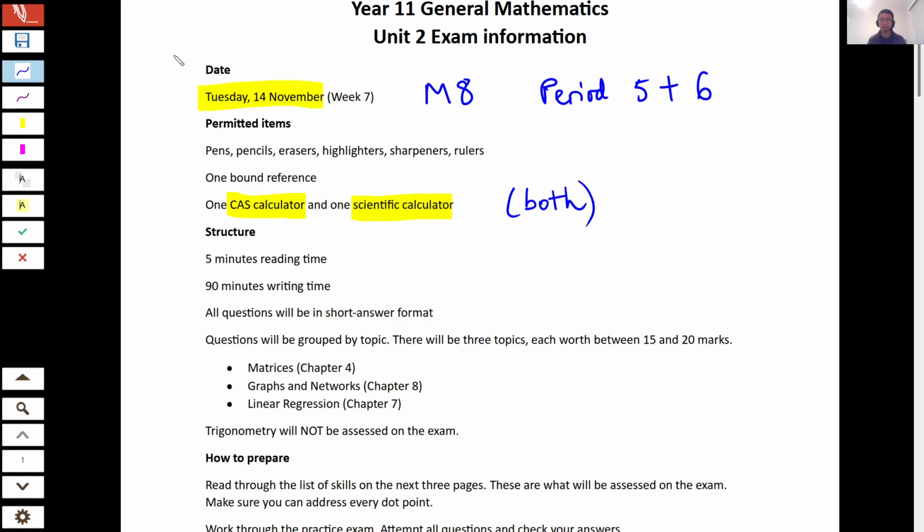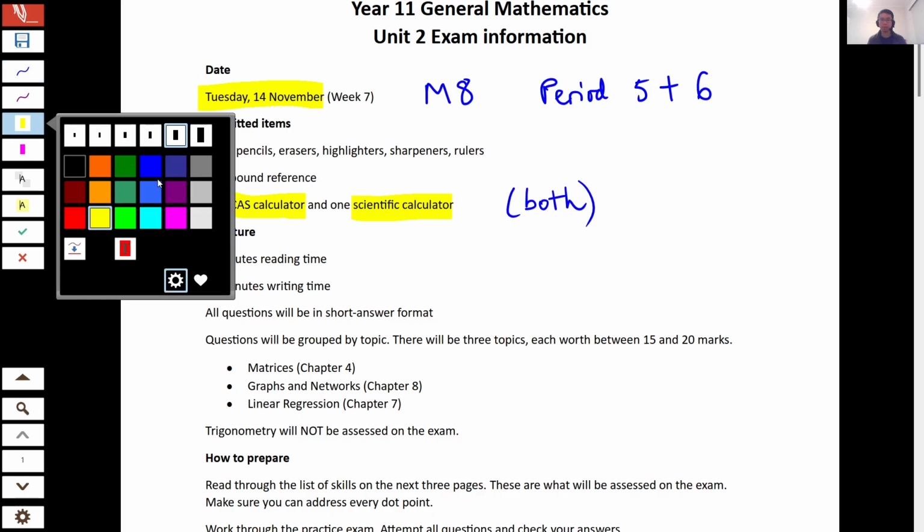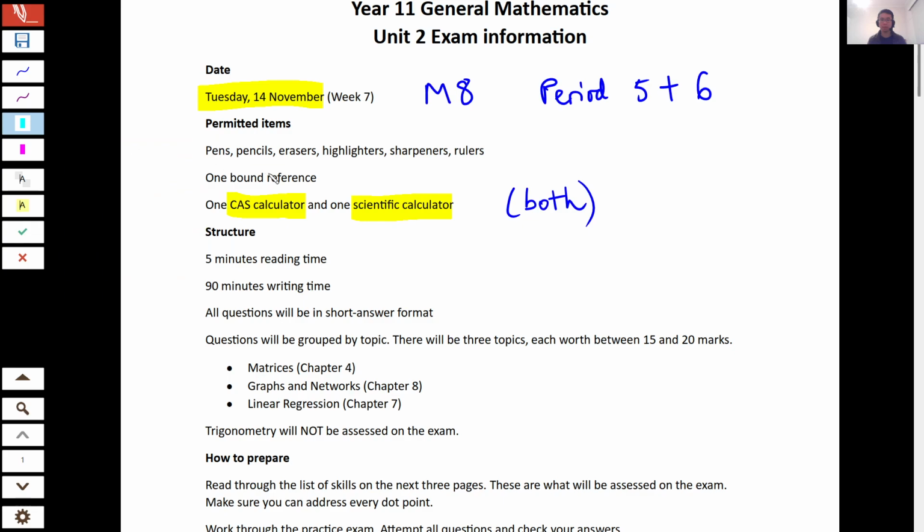I am going to be strict on the bound reference. You can only have one. So you can bring in your workbook if you want, but I do recommend you use the dedicated bound reference with the notes you've been writing this semester.